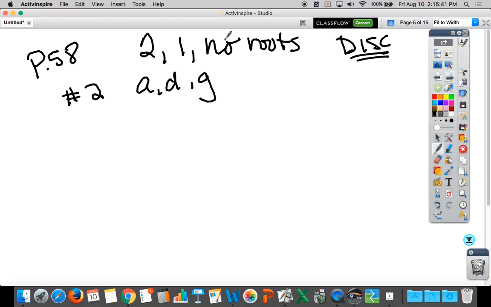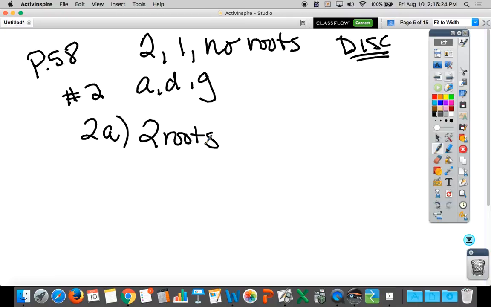On A, how many roots did we have? All right, let's do negative 3 squared in parentheses minus 4 times 1 times negative 5. So I get a positive what? 29. So if it's positive, it's greater than 0, and we should have 2 roots. Okay, any questions with that one?